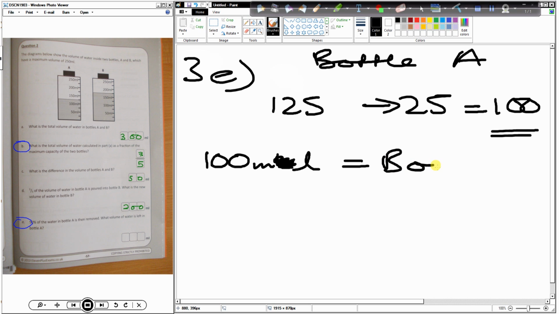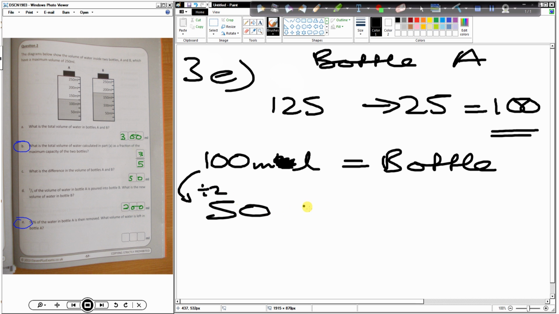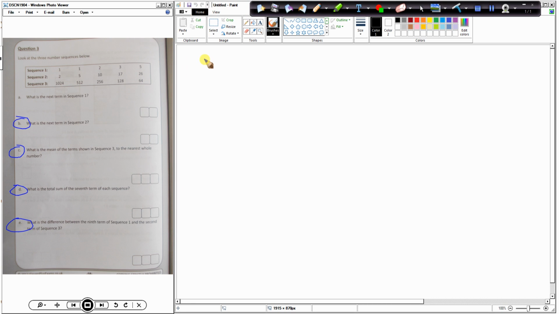Now it says that 50% of that is taken out. 50% of 100 is 50. To work out 50%, we just halve it. So 50 milliliters is taken out and 50 milliliters is also left there. So you have 50 milliliters left over, and that's the answer to question 3 part E. Done.